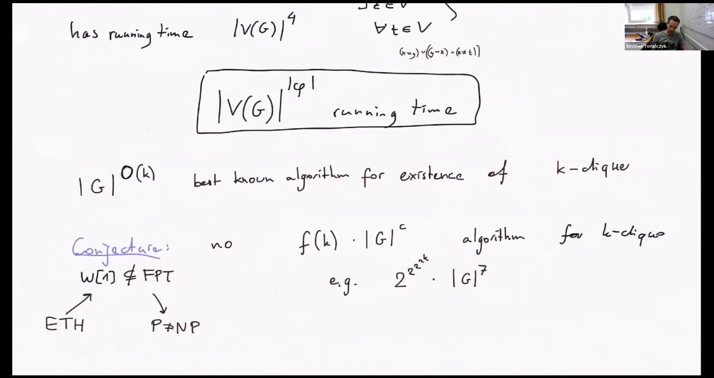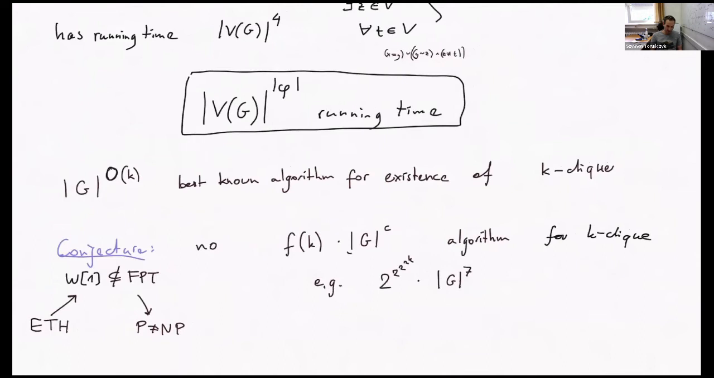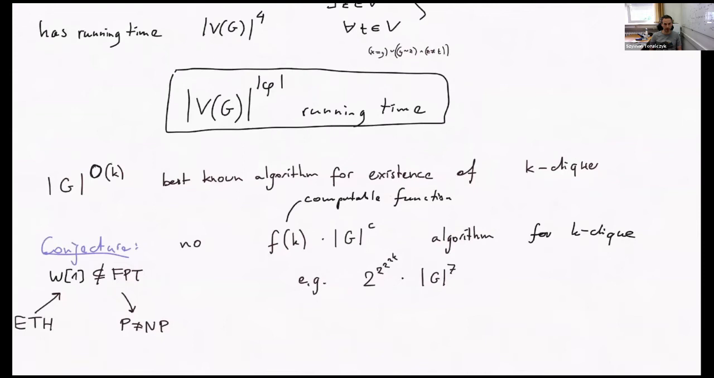Okay, so even if you just consider the problem of the existence of a k-clique, the best known algorithm has this running time, and it is conjectured that there is no algorithm whose running time is like this: the size of the graph to the power of some constant, like 2 or 3 or 5 or 1,000, which does not depend on k, times some computable function of k.